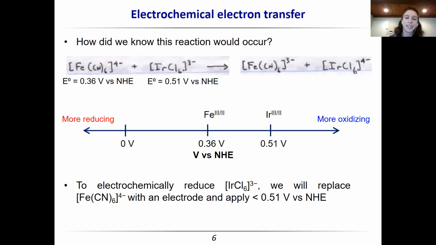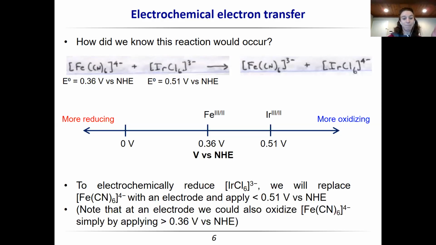But at an electrode, it's even simpler to think about on this number line, because we just know that if I wanted to replace this iron compound with an electrode, I just need to be at potentials negative of 0.51 volts, and then I should be able to reduce the iron compound. And what's nice about doing it at an electrode is if I'm looking at the reduction potential, I just need to know what it is. If I said, actually, I wasn't interested in the iridium compound, what I wanted to do was oxidize the iron compound, then fine, let's put the iron compound in solution. If I apply any potential greater than 0.36 volts, I should expect to oxidize it.